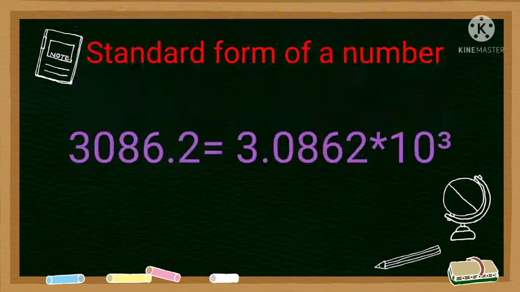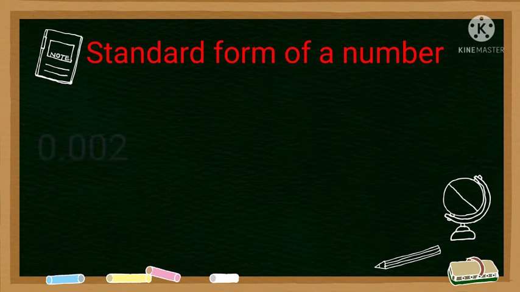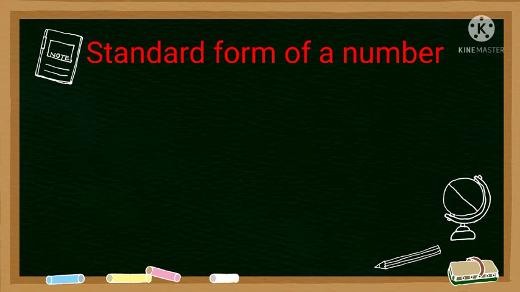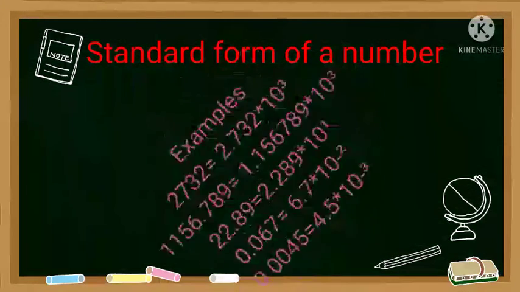3086.2 in the standard form is written as 3.0862 multiplied by 10 to the power 3 because the decimal point has shifted 3 positions to the left. For the number 0.002, in standard form it is written as 2.0 into 10 to the power minus 3 since the decimal point has shifted 3 places to the right.